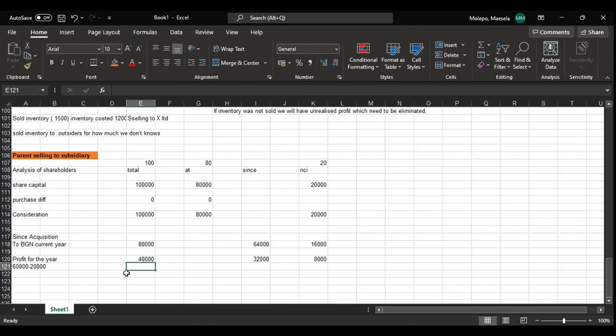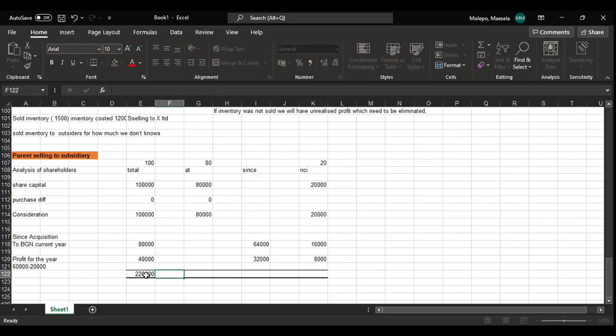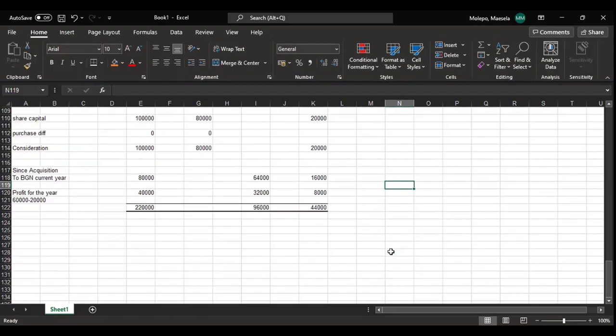So we can do the totals of this, because I just want to rush to the tricky part. That's why I'm doing things quickly here. 220, and then we have 96, and we have 44.